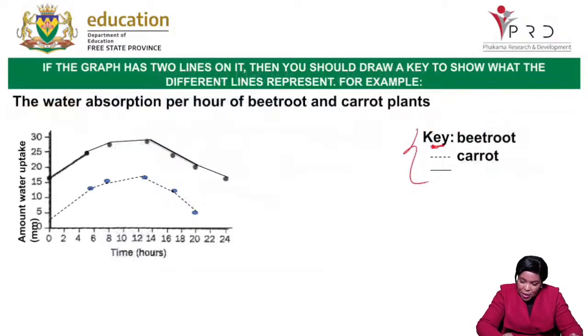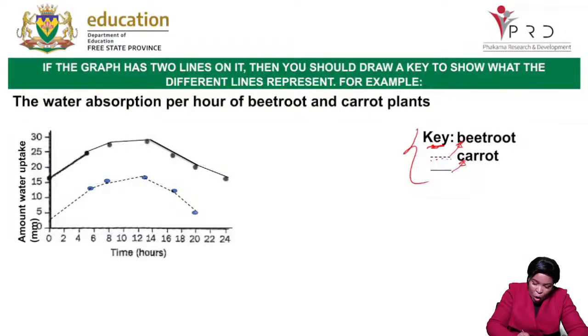Very important. A key must tell us that the dotted line graph shows us it is a carrot. And then maybe this one, the carrot comes here, and then the dotted line shows us it's the beetroot. Then you can even write it on the graph to say this one is beetroot, and this one shows us the carrot.